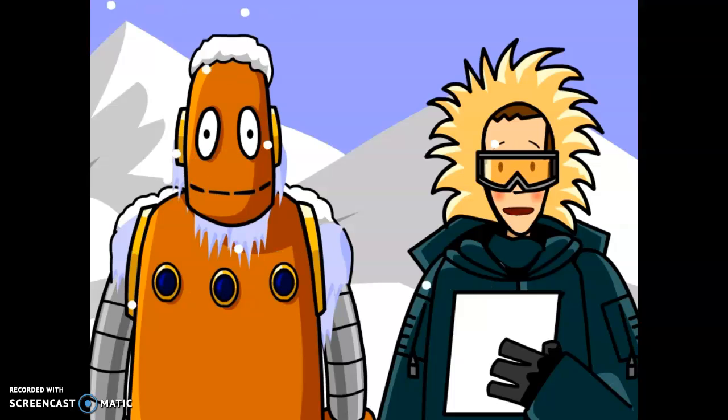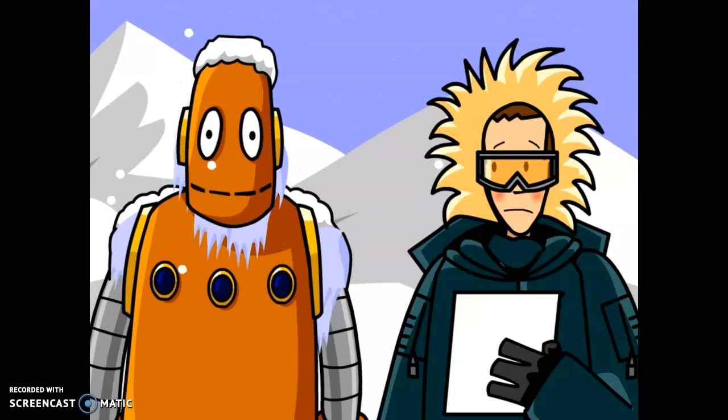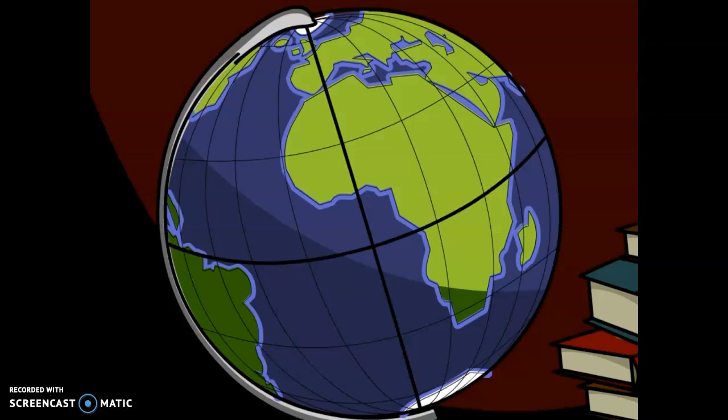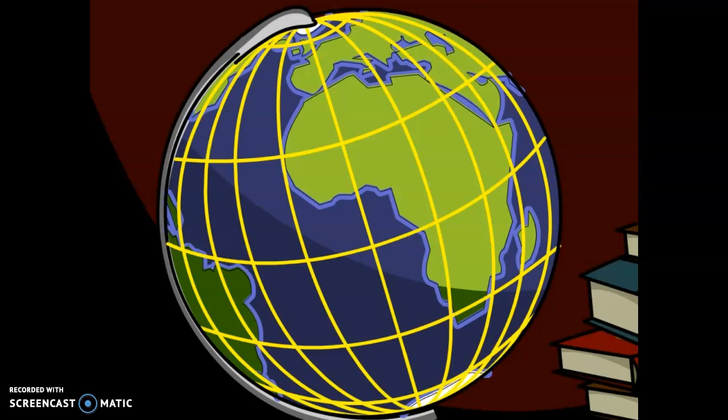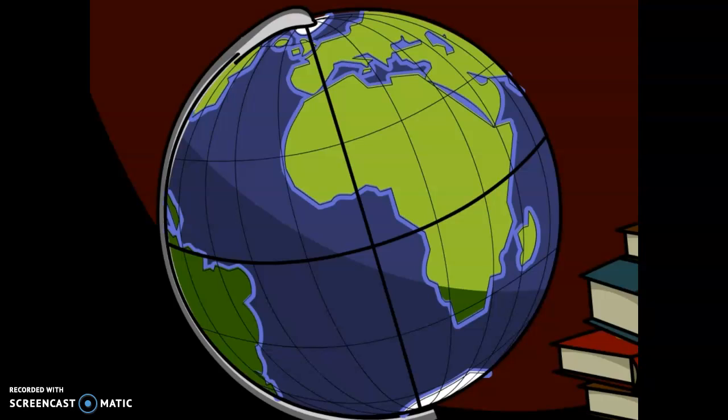You can't actually see latitude and longitude lines in real life. They're imaginary. We use them on maps and globes. They crisscross to form a grid over the Earth. And you can use this grid to pinpoint locations anywhere on the planet.